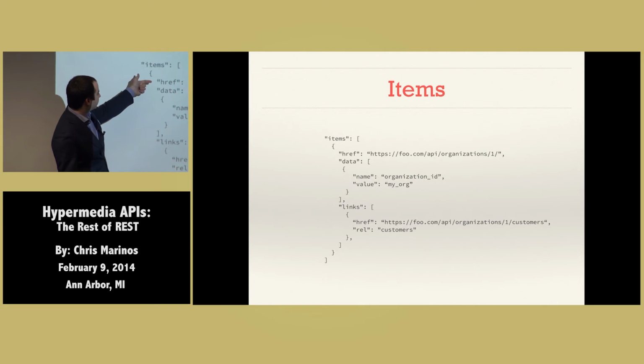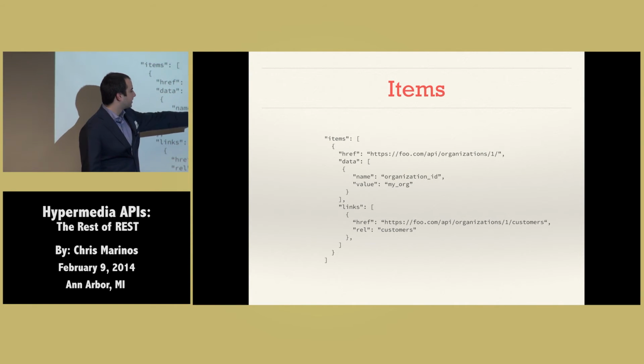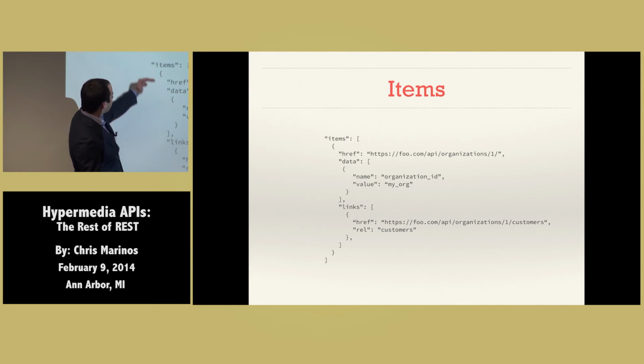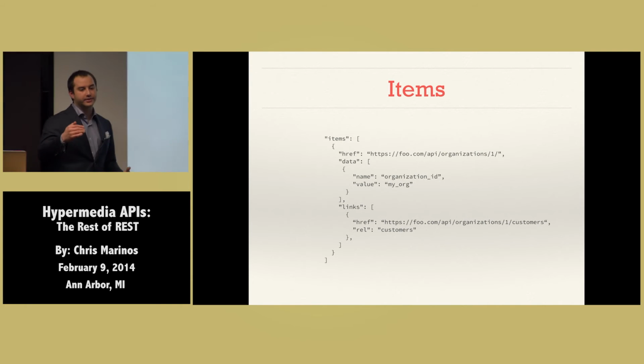So this is to get the representation of the first organization, and you would have organization 1, organization 2, organization 3 repeated throughout here. And within that organization, you have the data element, which corresponds to the fields on that organization. So this is saying this is the organization ID, and its value is my org, or that's the value for that name. And then each item in the returned array can have a link array associated with it.